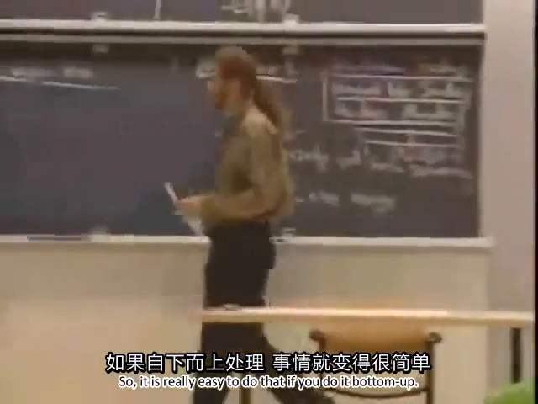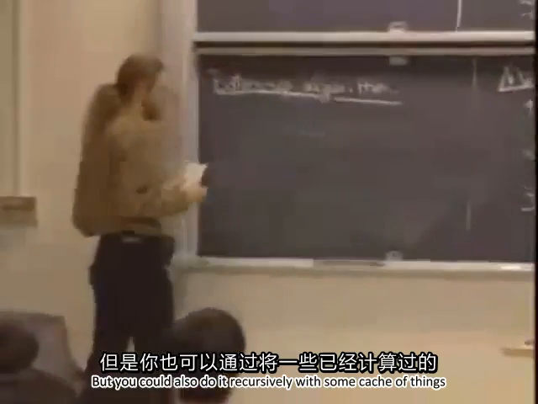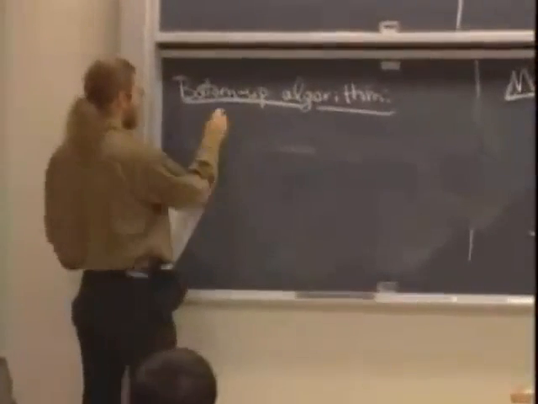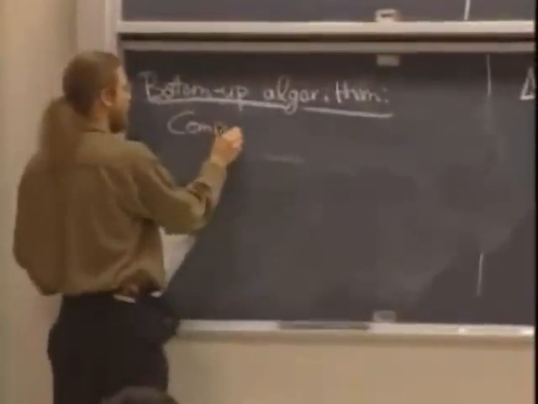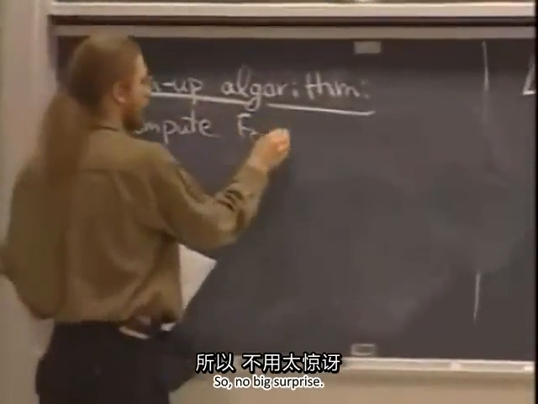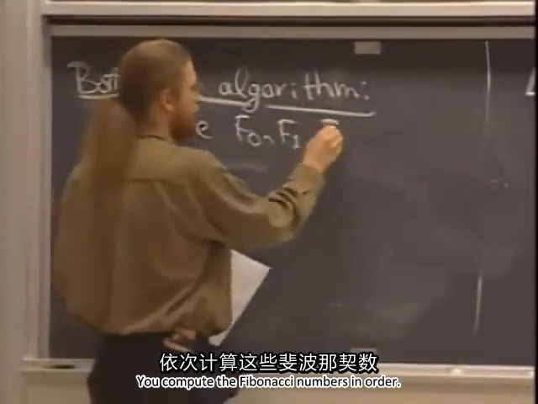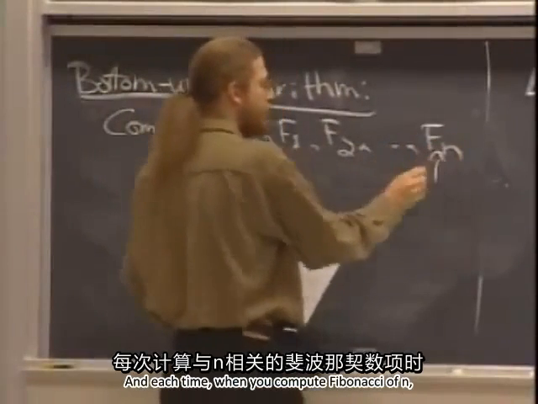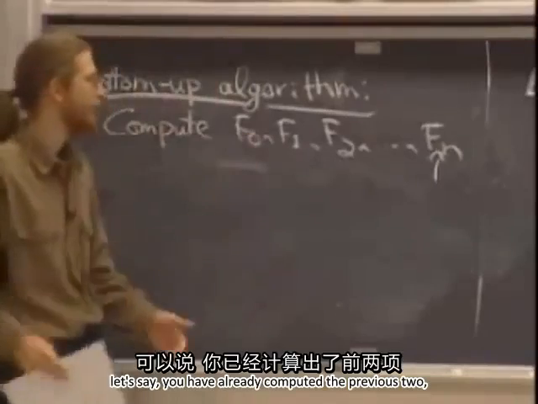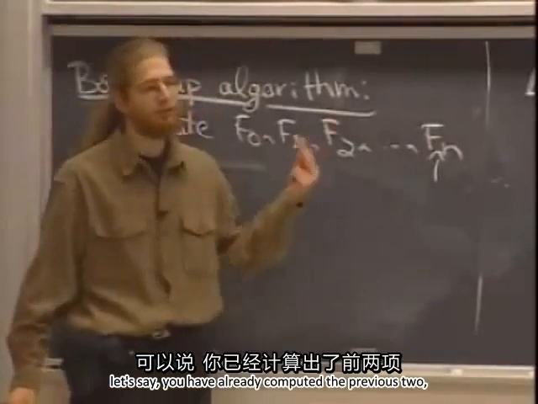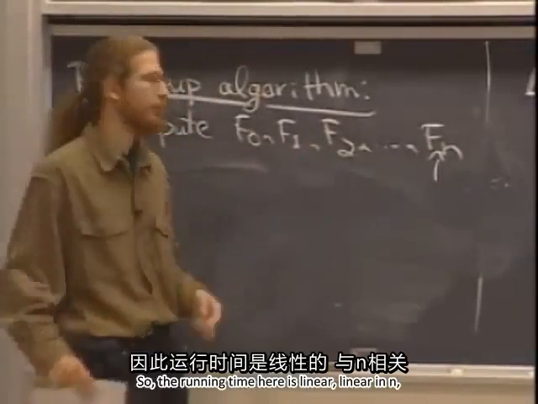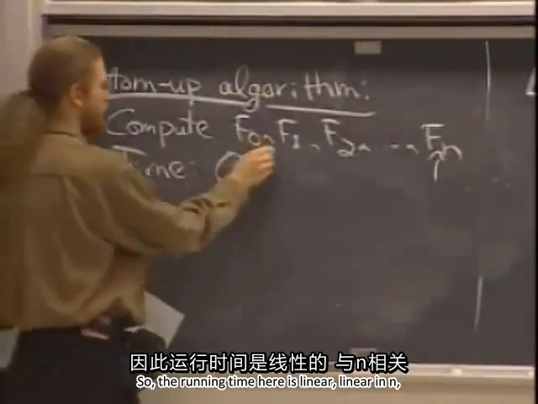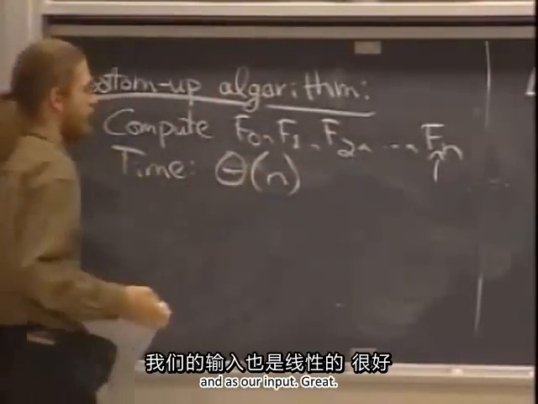So it's really easy to do that if you do it bottom up, but you could also do it recursively with some cache of things you've already computed. So no big surprise. You compute the Fibonacci numbers in order. And at each time when you compute Fibonacci of n, let's say, you have already computed the previous two. You add them together. It takes constant time. So the running time here is linear. Linear in n. N is our input.